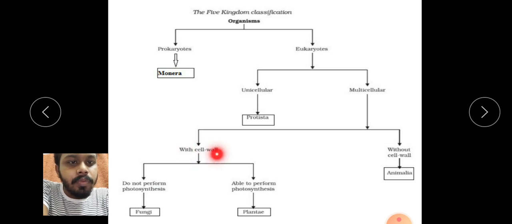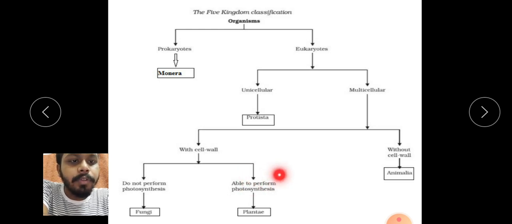The with cell wall group is divided into two groups. One is those that do not perform photosynthesis; they come to the Fungi kingdom. The next is those organisms which have a cell wall and are able to perform photosynthesis.